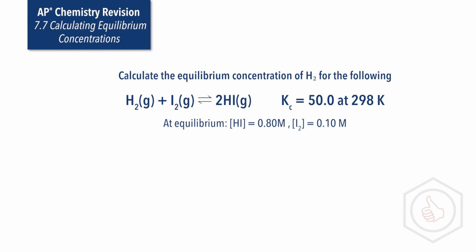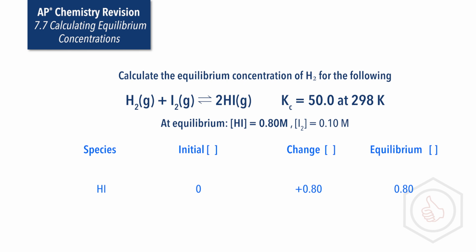Now, if we assume that the concentration of HI was 0 at the start, so we just reacted hydrogen and iodine together, the initial concentration of HI will be 0. However, its change will be positive 0.8 molar. Because we know at equilibrium its concentration is 0.8 molar. Equally, the I2 has an equilibrium concentration of 0.1 molar.